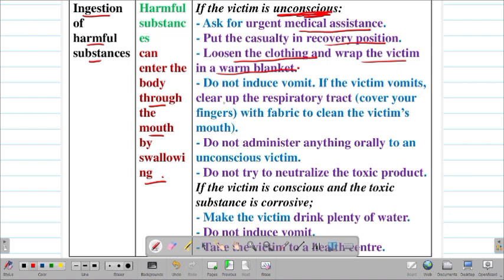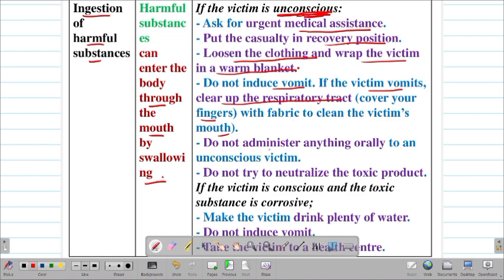Then also, in case of an unconscious patient, do not induce any vomiting. So if the victim vomits, clean up the respiratory tract or cover your fingers with fabric to clean the victim's mouth. The importance of cleaning up the respiratory tract is for efficient breathing, that is, to allow the patient to breathe efficiently. So this also prevents infections and maintains the overall lung health of that particular patient.